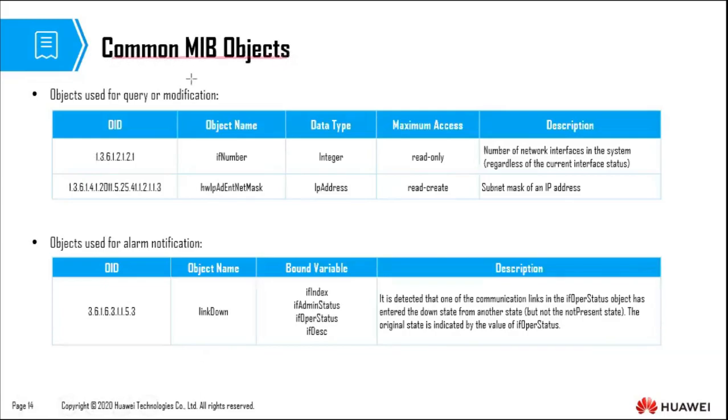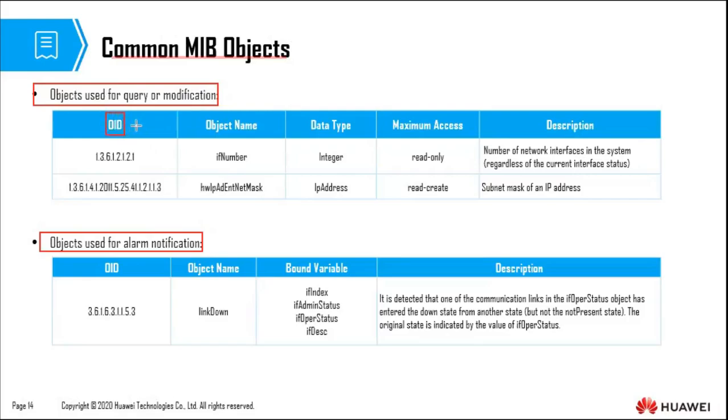Common MIB objects. So the first example we're going to see is an object that is used for query or modification. The next we are going to look at is an object that is being used for alarm notification.